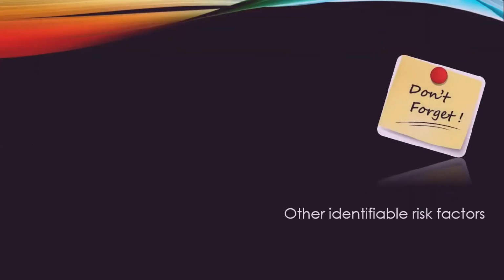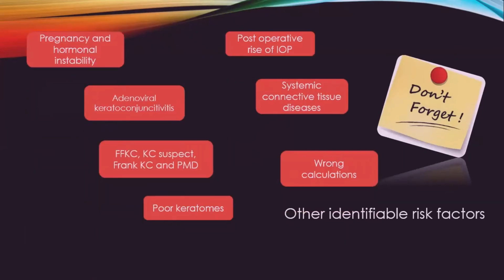So what other risk factors can we see? Of course, pregnancy and hormonal instability; we have to keep away from these patients. Post-LASIK adenoviral keratoconjunctivitis: I have read some studies that adenoviral keratoconjunctivitis post-LASIK can predispose to ectasia due to weakening of the collagen fibers. There are pre-ectatic conditions like forme fruste keratoconus or keratoconus suspect. They can predispose to post-LASIK ectasia. Of course, keratoconus; no one will LASIK these patients.